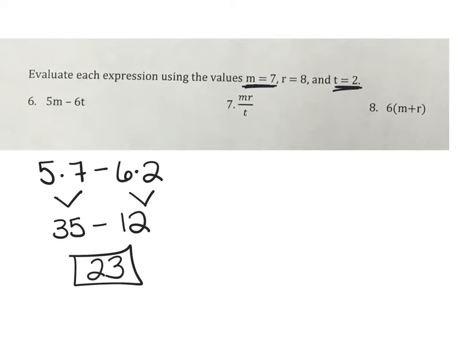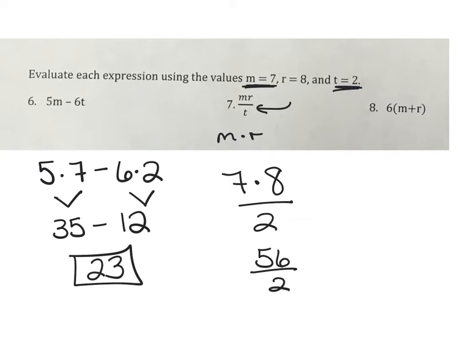Okay, next we have one that has all variables and no numbers. So once again, even though it is a variable and a variable right beside each other, MR really means M times R. Okay, so our M is 7, so we're going to do 7 times R, which is 8, divided by the T, which is 2. And then we have to follow order of operations, which this is all multiplying and dividing, so we need to multiply the numerator, 7 times 8, which is 56, and then we're going to divide that by 2.